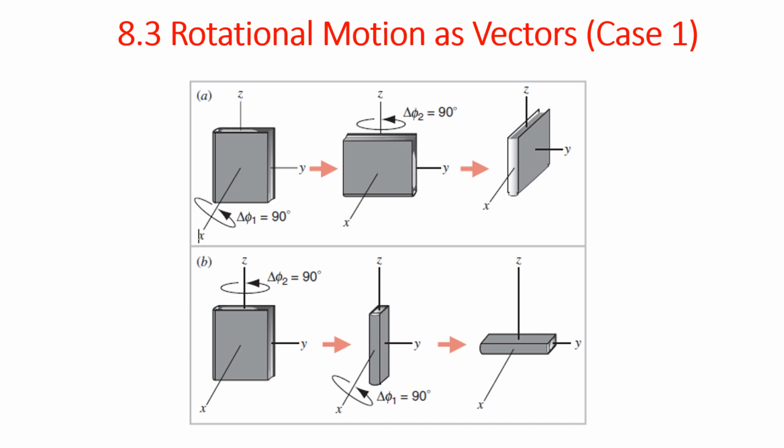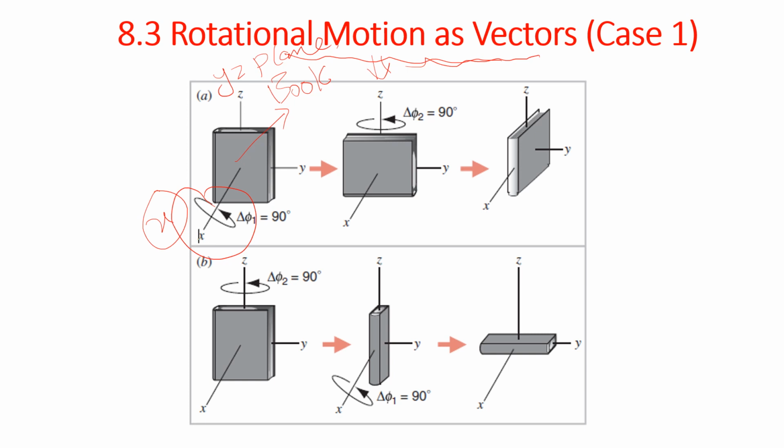Now we are going to discuss the third main topic of our discussion, rotational motion as a vector. Just see in this figure we have one body, which looks to me like a book, and is placed in the YZ plane and is rotating along the x-axis.